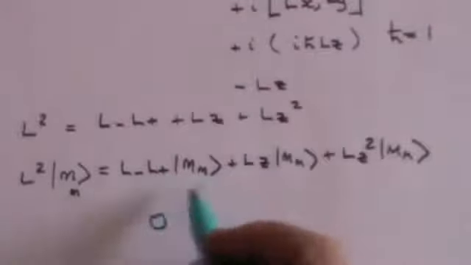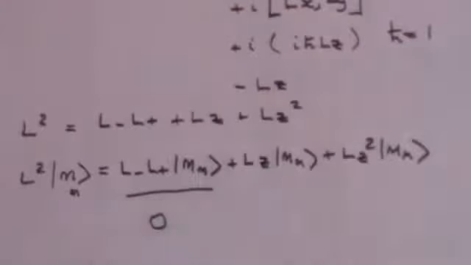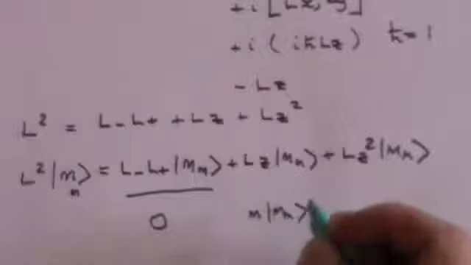What does L plus do when you are already at the maximum? Nothing. It cannot do anything at all, so that term there equals 0, because the L plus can have no effect. What does Lz acting on m max produce? It produces m max times m max. It's the eigenvalue. It's the maximum value of m. So I can call that m max.